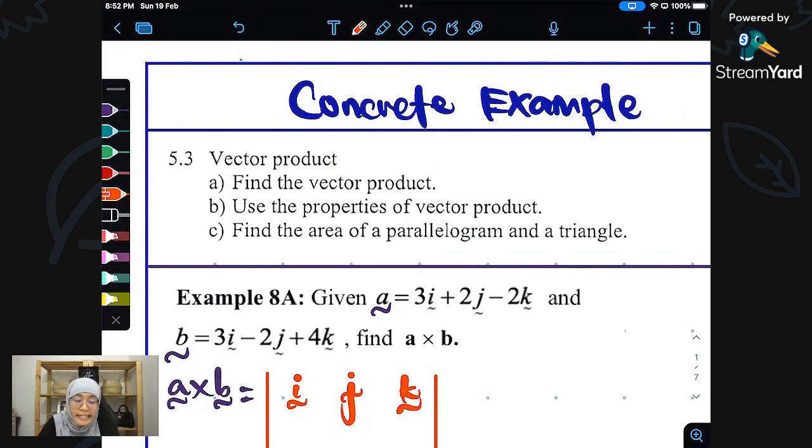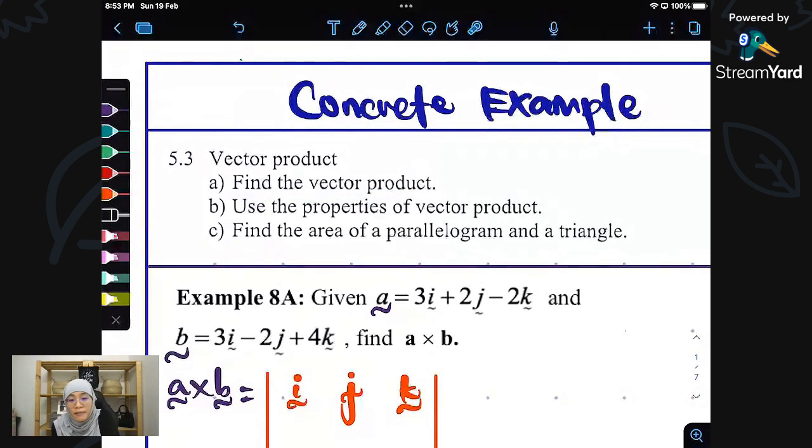There are three learning objectives here. First, finding the vector product by using a formula. The second one is to use the properties of vector product. And the last one will be finding the area of a parallelogram and the area of a triangle. So let's have a look at the first learning objective, which is finding the vector product.